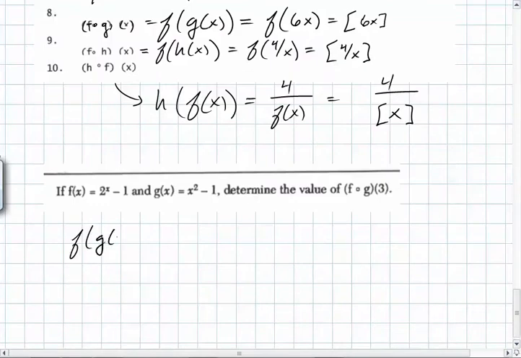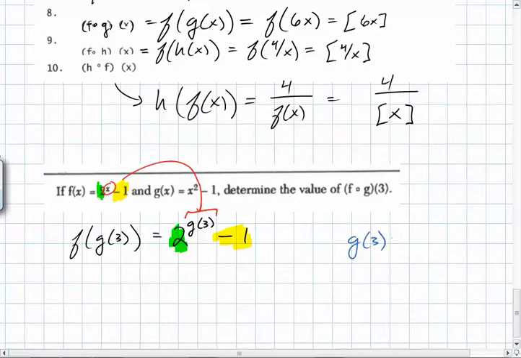What does f of g of 3 mean? F of g of 3. So what do we have to find out first? Well, you can write this as 2 to the g of 3 minus 1. This 1 right here and this 2 is right there. So where's that g of 3 coming from? There it is, right there. But how do we figure out g of 3?